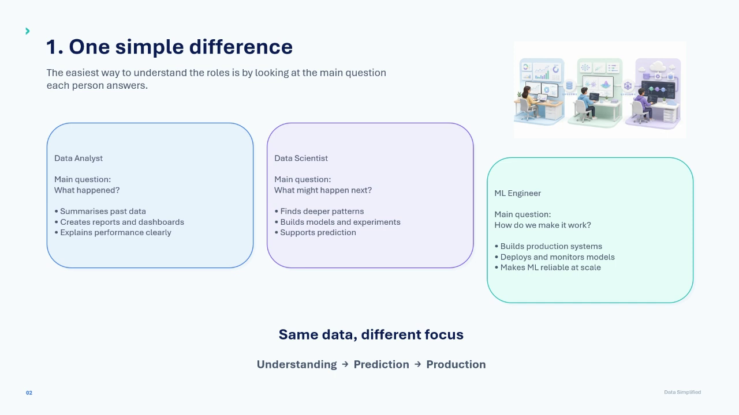So the easiest way to understand these roles is to look at the main question each person answers. A data analyst usually asks what happened. The data analyst studies existing data, creates reports and dashboards, and explains the performance. A data scientist asks what might happen next. The data scientist looks for deeper patterns and builds models that support prediction. A machine learning engineer asks, how do we make the model work inside a real system? The engineer deploys and monitors the model. So the simple journey is understanding, prediction, and production. They may use the same data, but their focus is different.